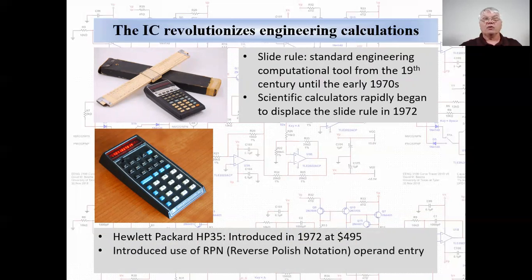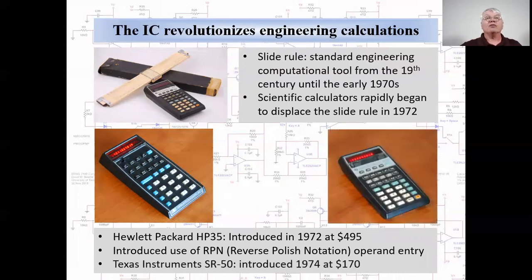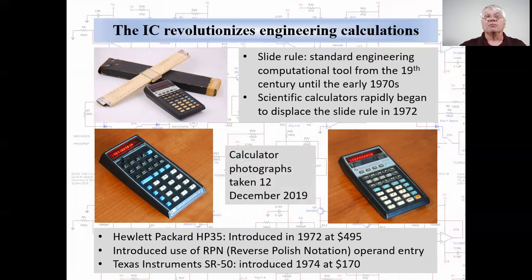The HP 35 used what was known as reverse Polish notation for entering calculations. This is a method in which two operands are entered, followed by the operation, rather than operand, operation, operand, equals. This method is more efficient than algebraic entry, and it's still standard on Hewlett-Packard calculators. Here we have the Texas Instruments SR50, the first Texas Instruments scientific calculator. Interestingly, the SR stood for slide rule. Both of these calculators were still functional when this photograph was taken in December of 2019.